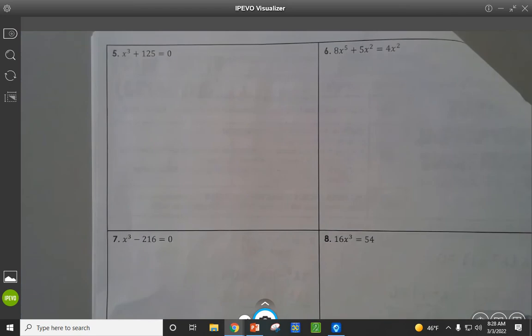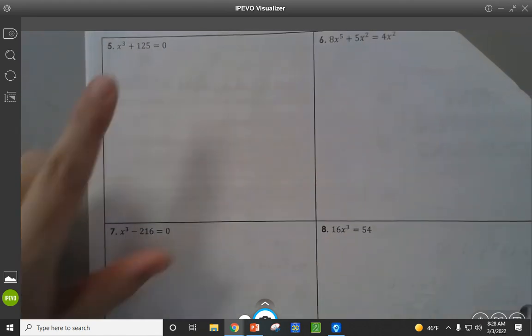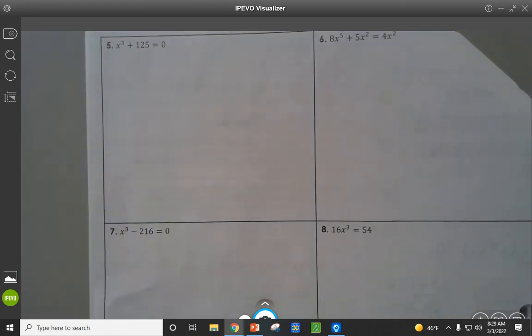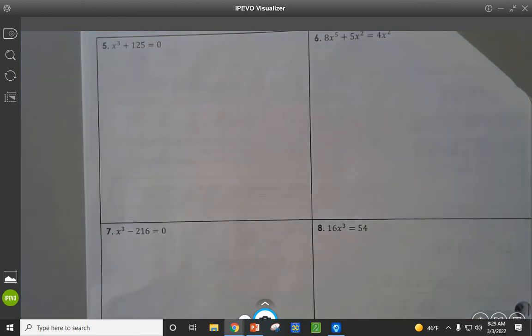Number 5. Is it set equal to 0? Yep. Is there a GCF? No. So what method am I going to use for factoring? Sum of cubes. So basically your difference and sum, you do the same steps, but when you write your answer, one of your pluses and minuses are flipped. But it is the cubes.